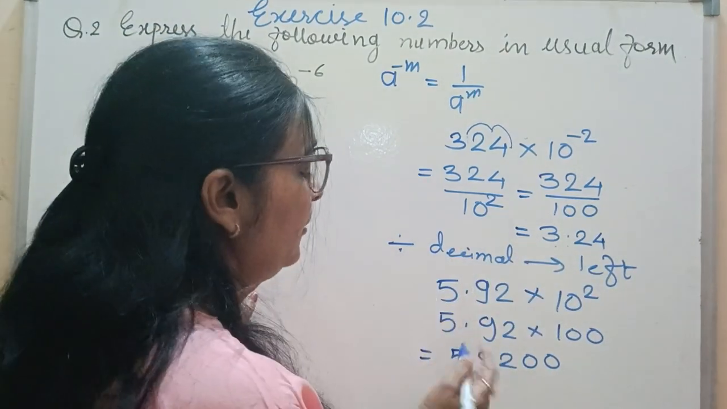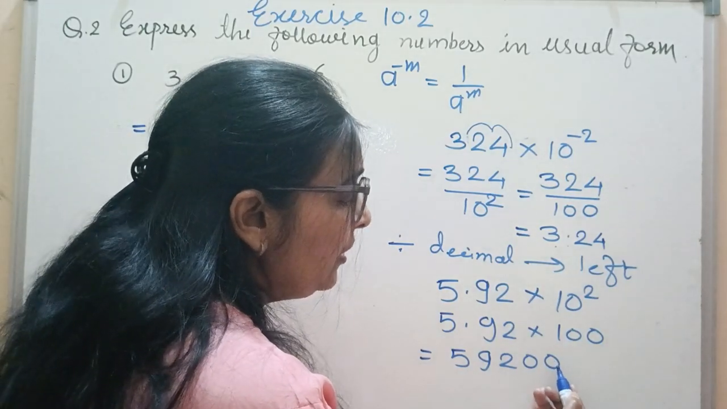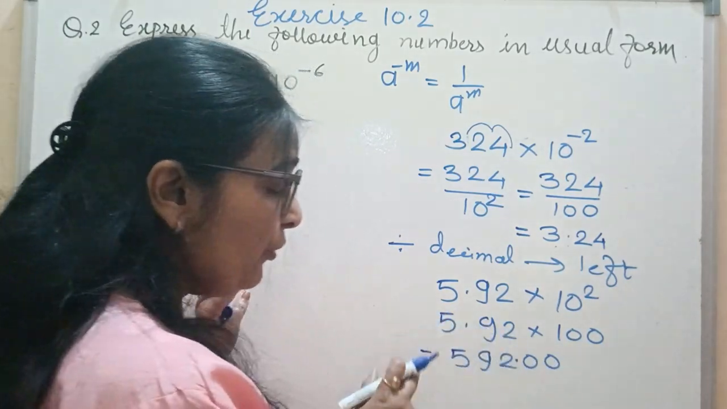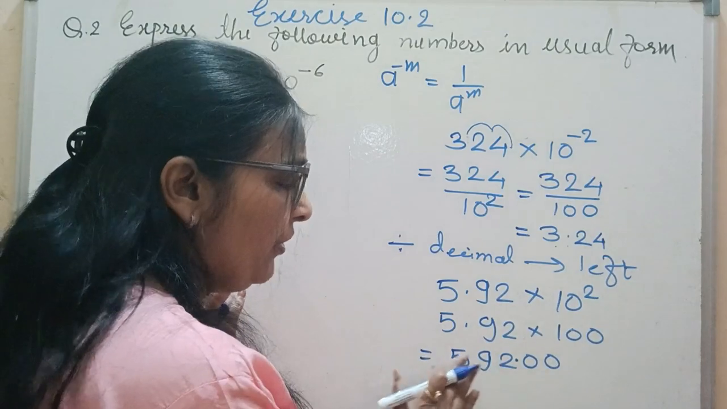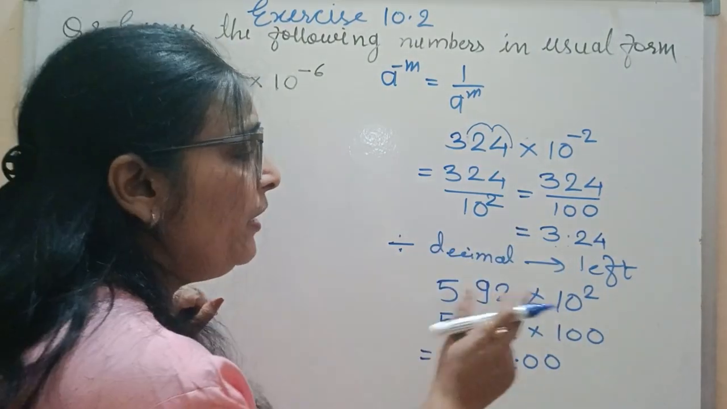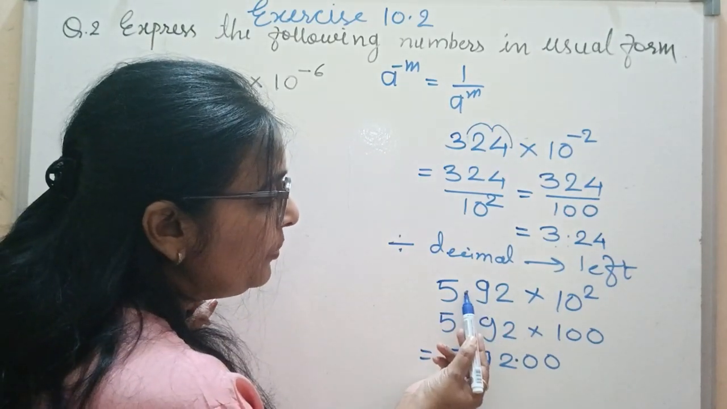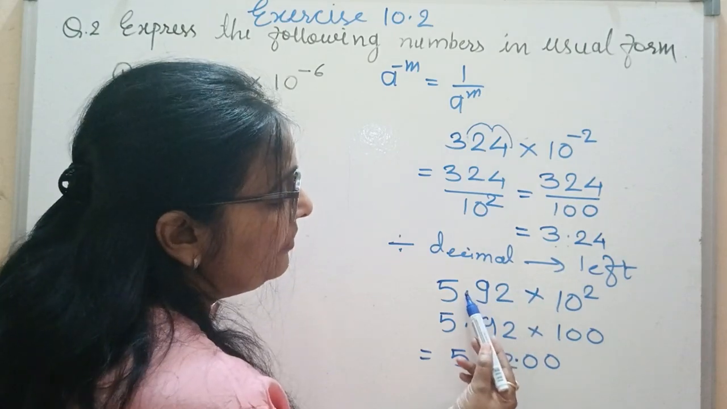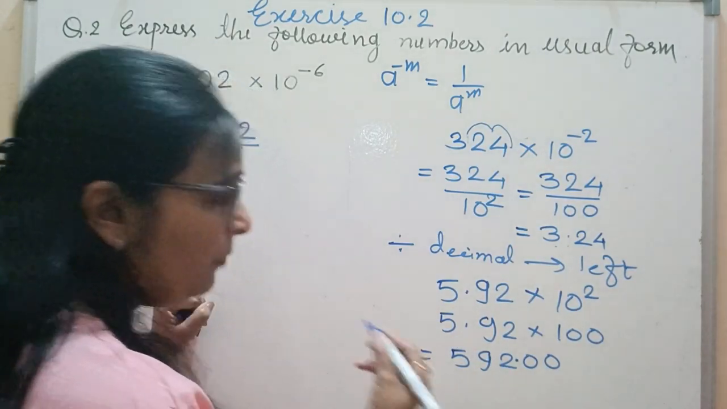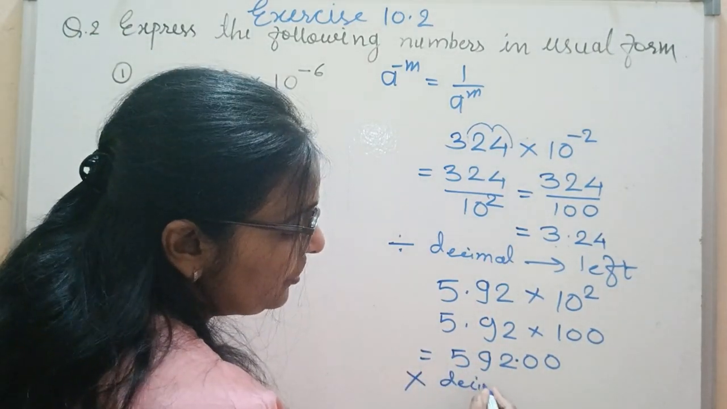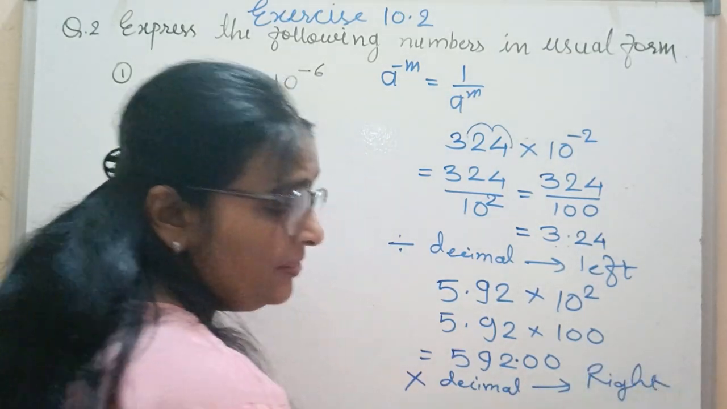After that you place the decimal point. After 2 places the decimal point is there. Therefore we will keep from this side 1, 2, here the decimal point. What did you get? Answer: 592.00, which means 592 only. That means when you are multiplying, your decimal point is shifting. See here. From here it shifted to after 2. That means 2 places shifted towards the right. Therefore, when you are multiplying, your decimal point is shifting towards right.